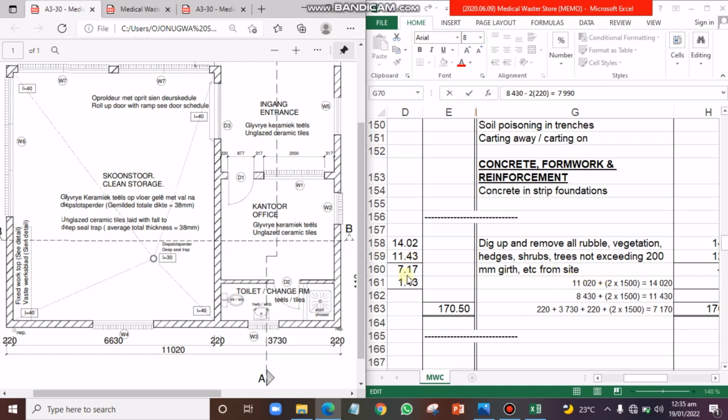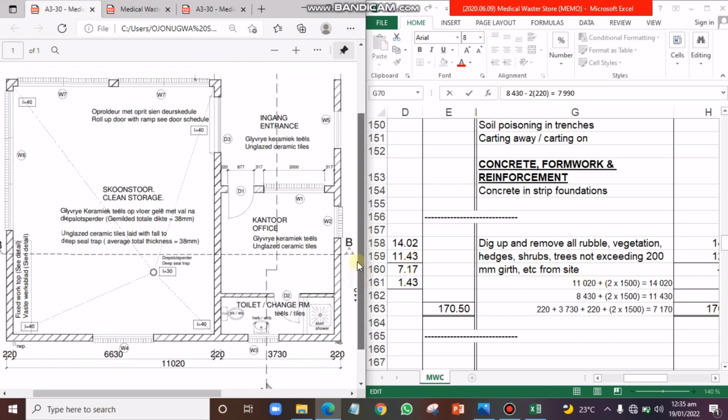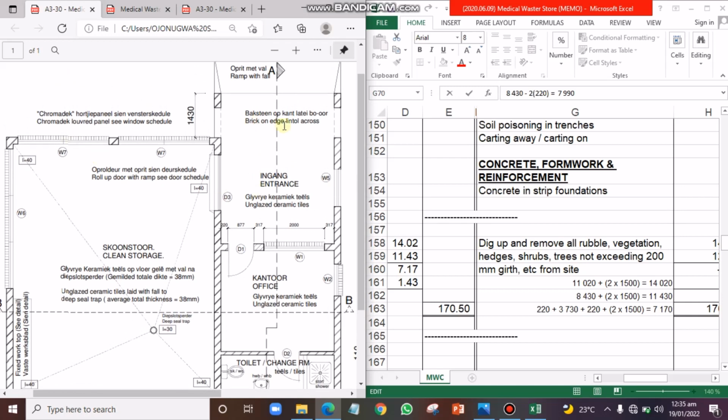That is these two. Then for the second booking, what we've booked has already covered this entire area, remaining this small area from here to here and from here to here. So we are going to make use of the length we got from this point to this point after adding working space of 7,170, which we have as 7.17, by the width, which is 1,430.